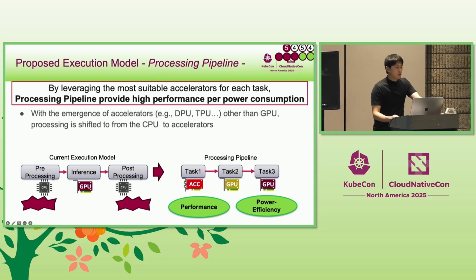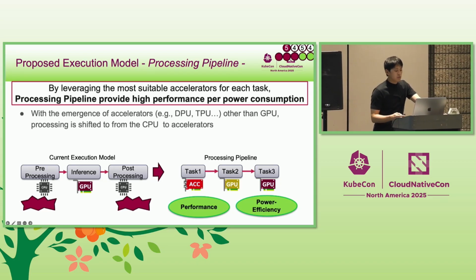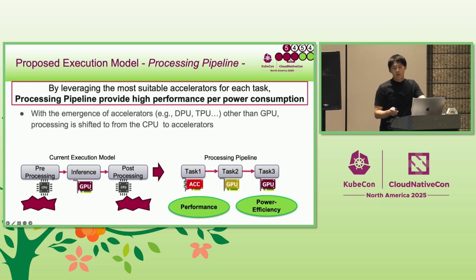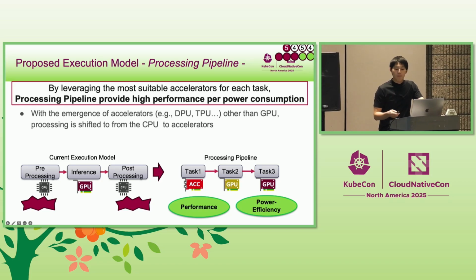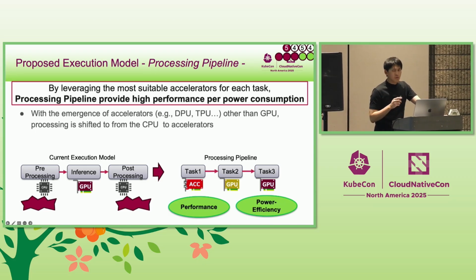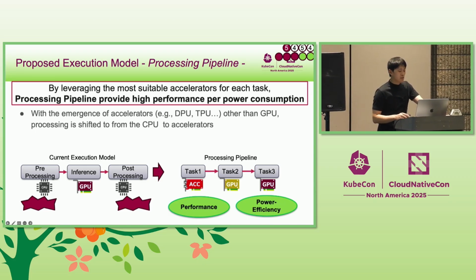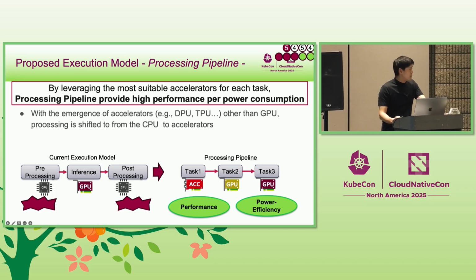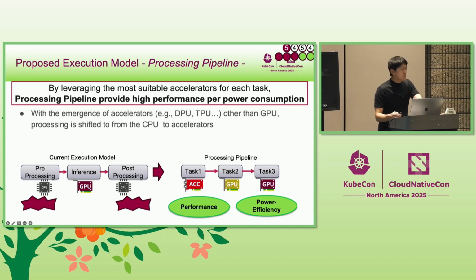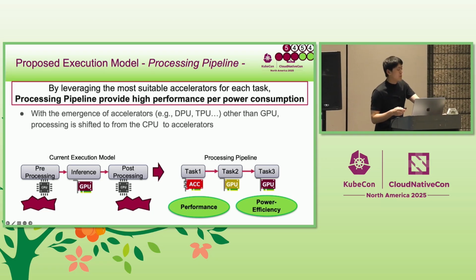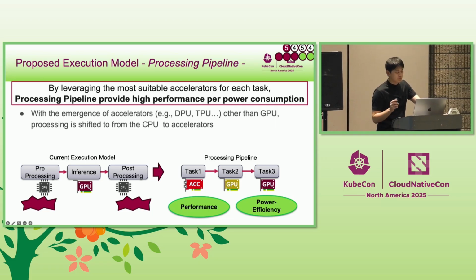To improve performance, we propose an execution model called the processing pipeline. In this model, each task uses the most suitable accelerator, so the processing pipeline can achieve high performance per power consumption. The reason behind this proposal is the recent emergence of accelerators, such as TPU and so on. Based on this, we believe that tasks executed on CPUs will be shifted to more specialized hardware.